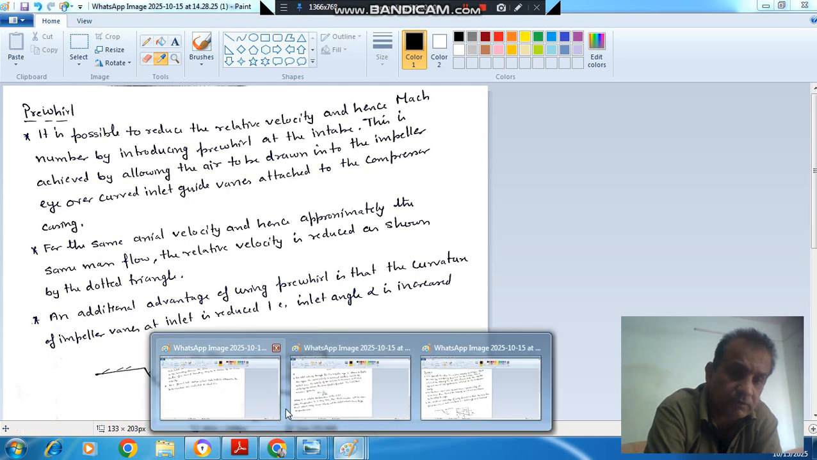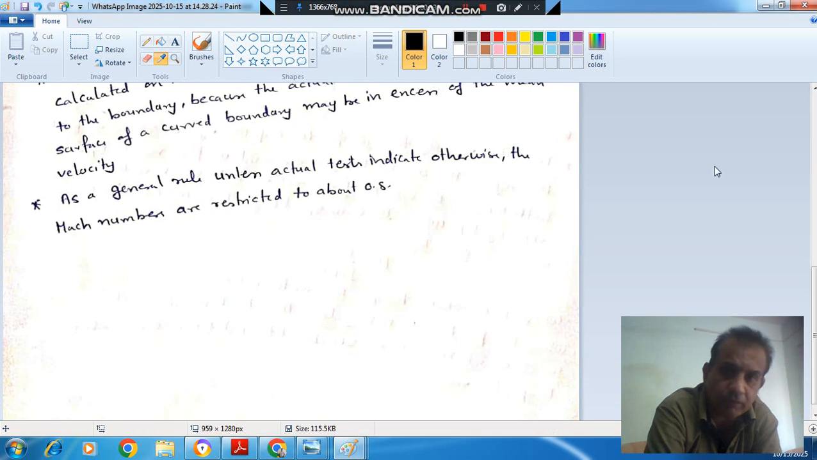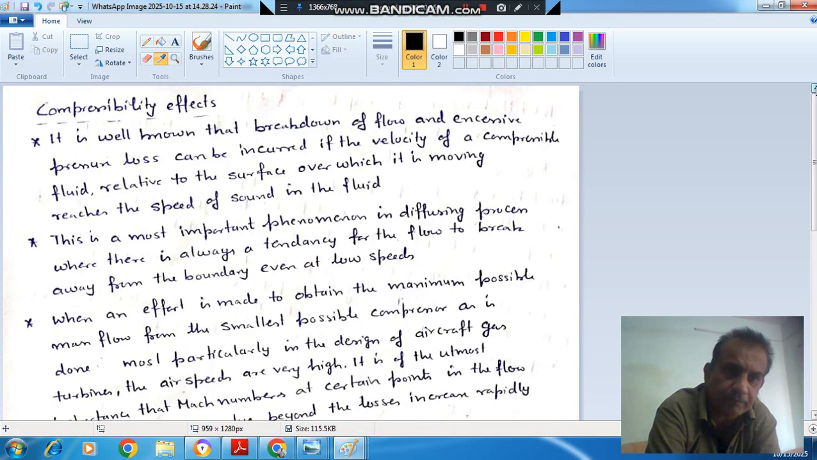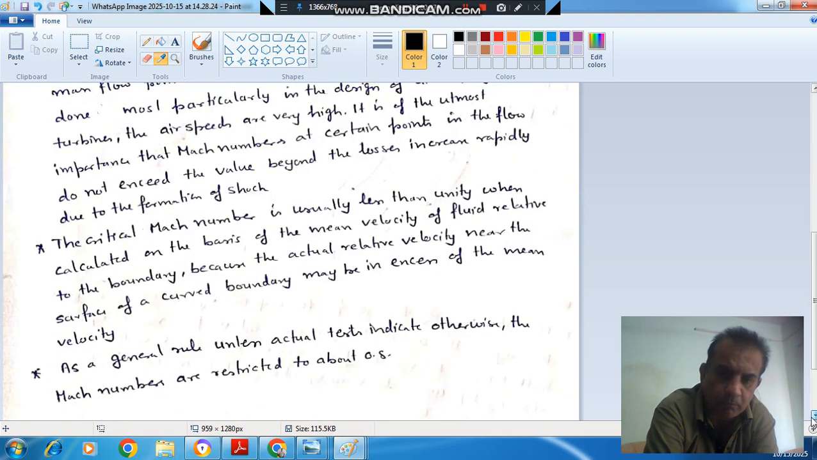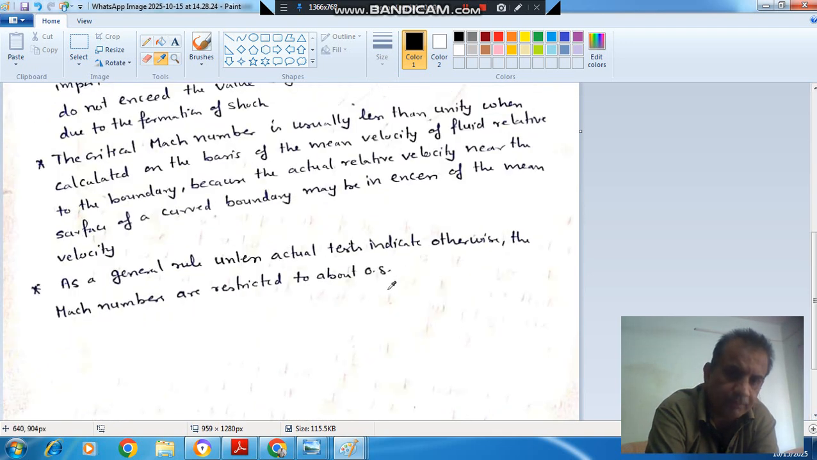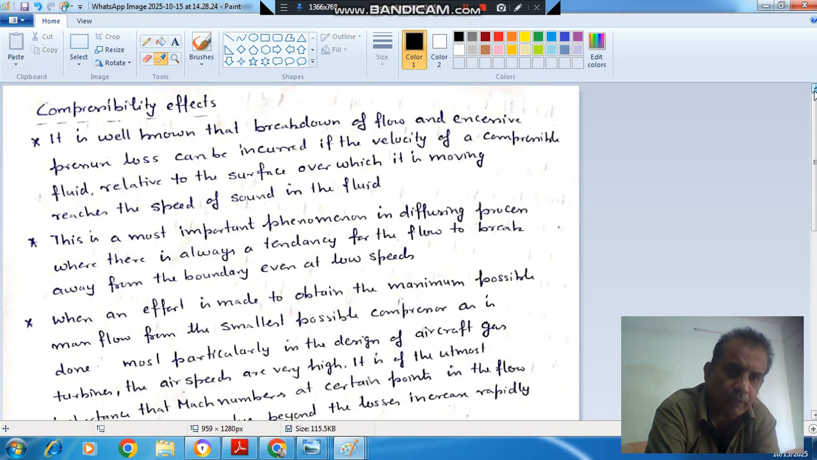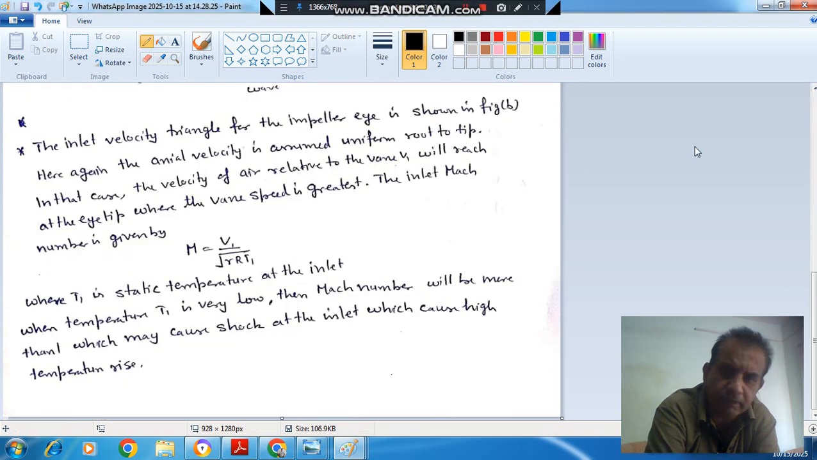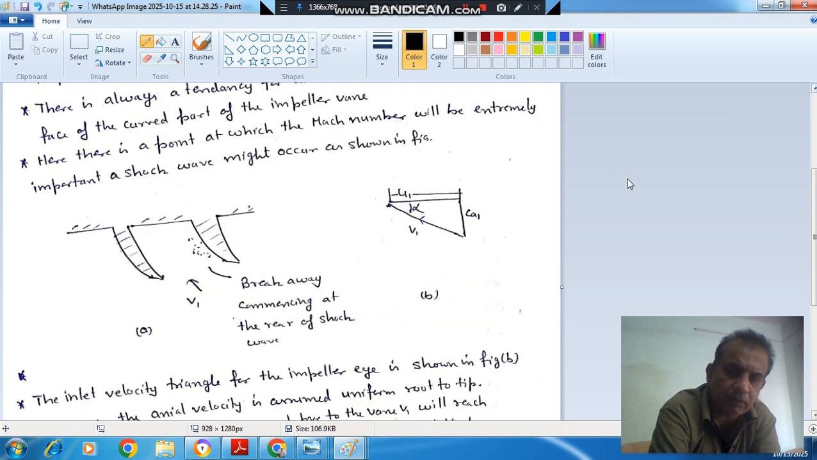And in this main topic of centrifugal compressor, we are studying the subtopic compressibility effect. In this topic, we have stated that the Mach number within the compressor should not exceed 0.8 to avoid compressibility effect. Here there are chances at the inlet that the Mach number can exceed 0.8, and that point is the I tip.